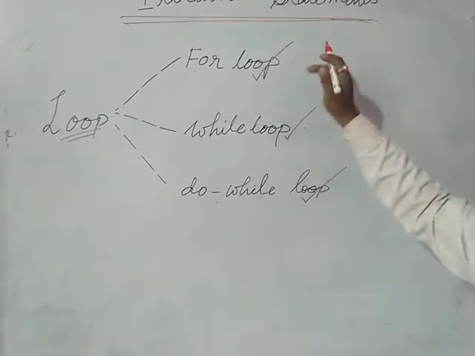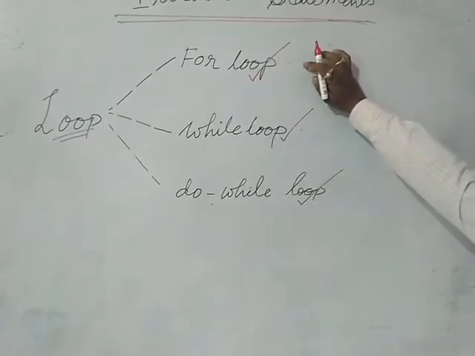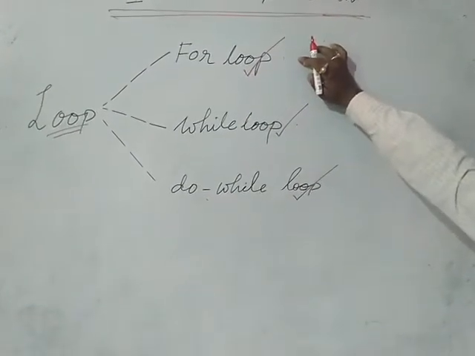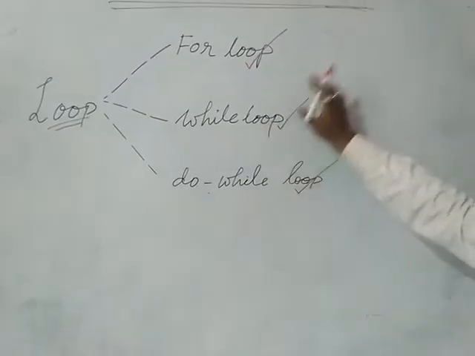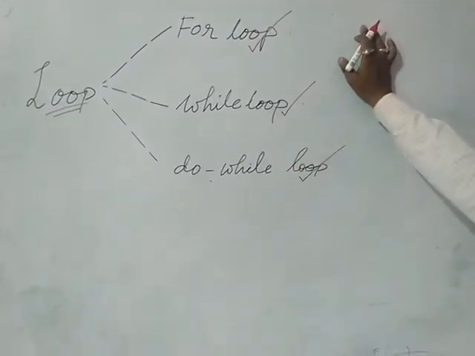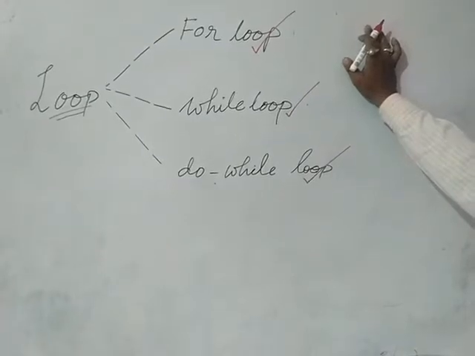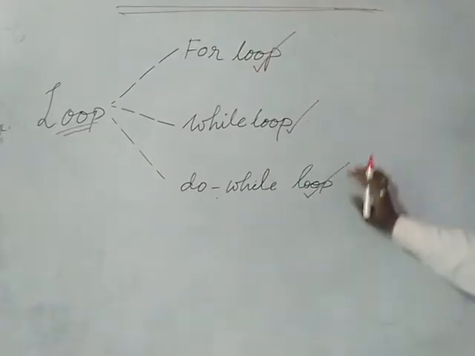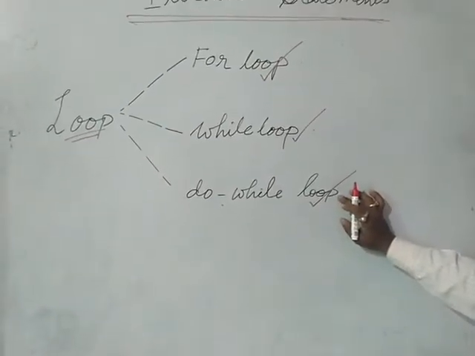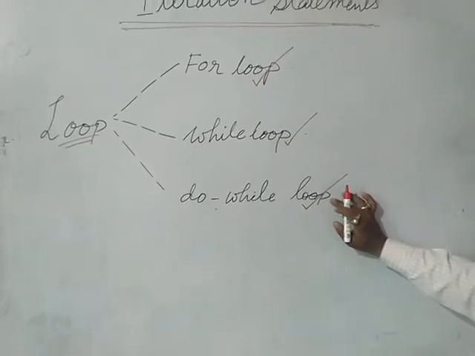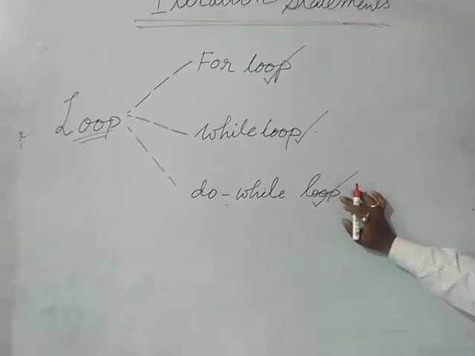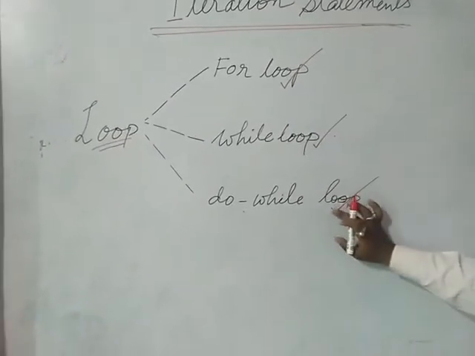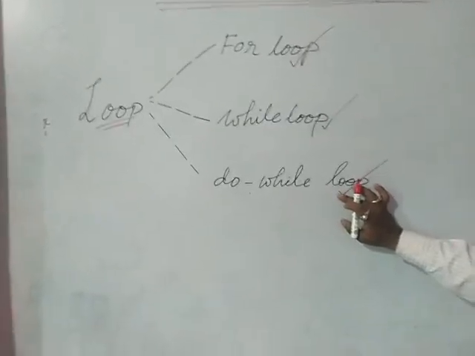Now this for loop is also known as an entry controlled loop. Entry control loop means what? This for loop as well as the while loop, both are known as entry control loops. Meaning the condition is checked at the beginning. If the condition is true, the statements will be executed. And do while loop is known as an exit control loop. Means the condition is checked at the last. These two are like prepaid conditions. This one is a postpaid condition.